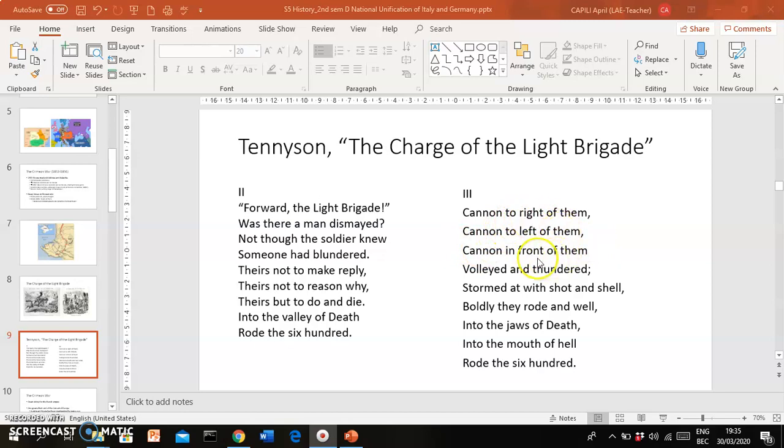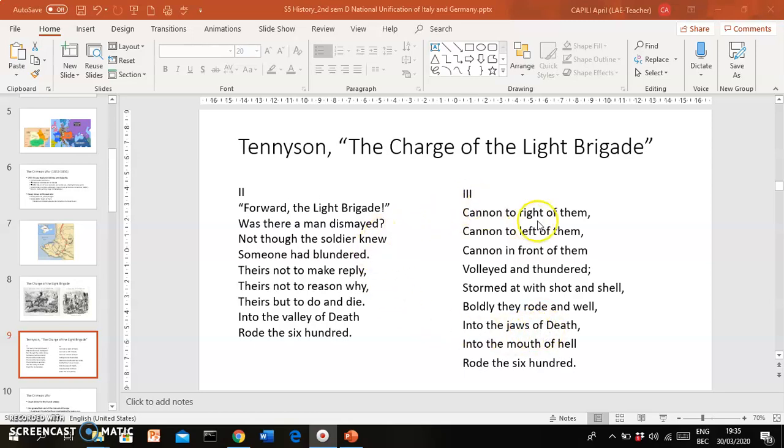Cannon to the right of them, cannon to the left of them, cannon in front of them, volleyed and thundered, stormed at with shot and shell. Boldly they rode and well into the jaws of death, into the mouth of hell, rode the 600.